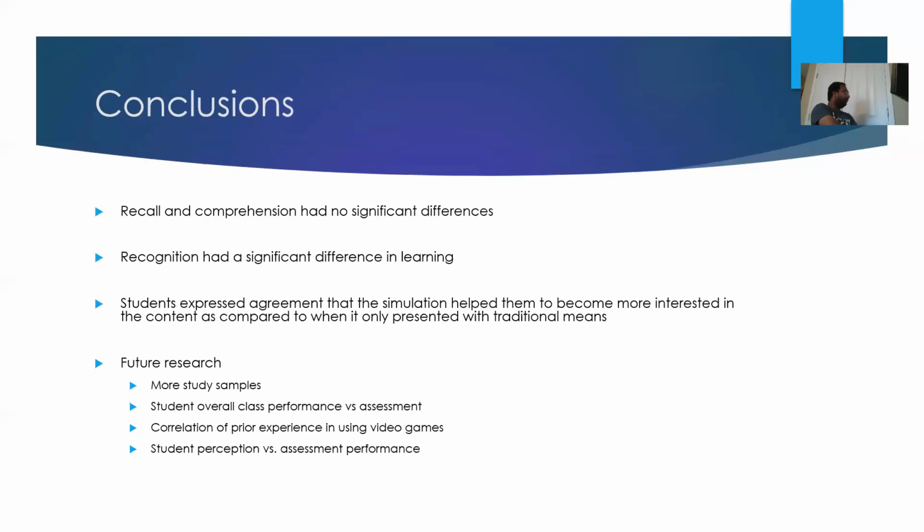So in conclusion, we were able to conclude that recall and comprehension, which is basically our assessment 1, the open-ended question where you have to recall and list the steps in order, and comprehension, which is true or false, did not show any significant difference. However, the recognition of information, meaning when we gave them predetermined steps that they had to rank in order, did show a significant difference in learning. The other conclusion from this study is that students did express agreement that the simulation helped them become more interested in the content, compared to some of the traditional means.